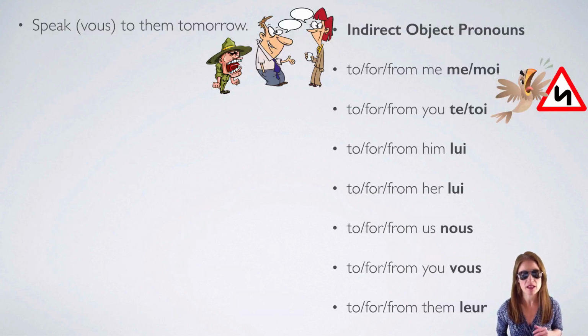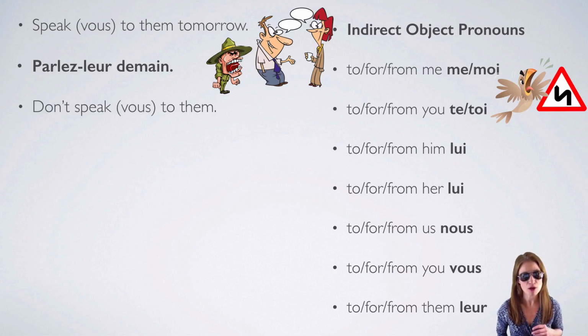Using vous, speak to them tomorrow. To them, hook it on with a hyphen. Parlez-leur demain. To them, leur. Just them is les. Don't speak to them, addressing vous. Negative command. The indirect object pronoun goes before the verb with negative commands.